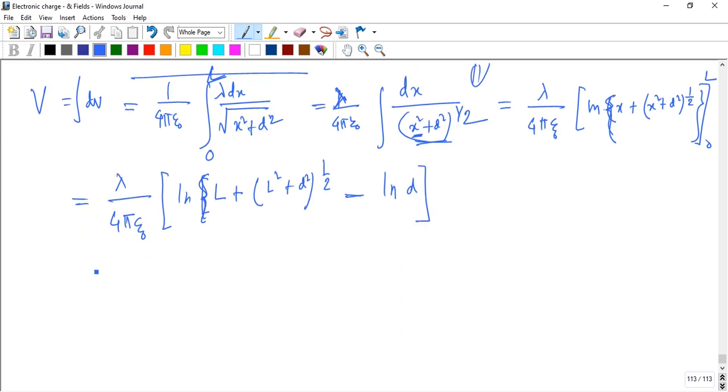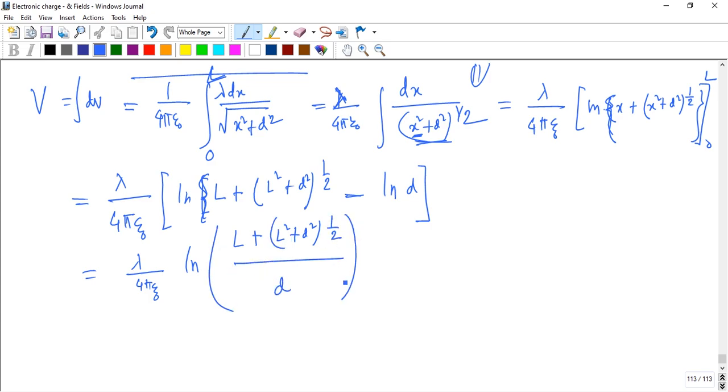Next line, lambda over 4 pi epsilon naught. Since log a minus log b equals log a by b, we get the natural log of L plus the square root of L squared plus d squared, divided by d. That's the potential at point P. So box that.